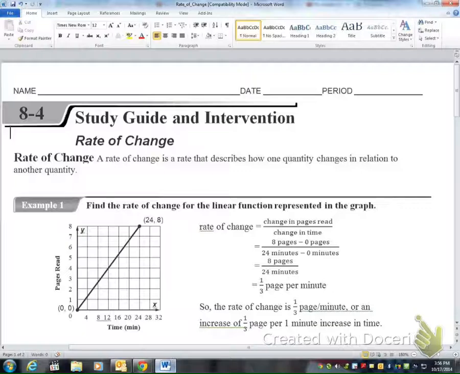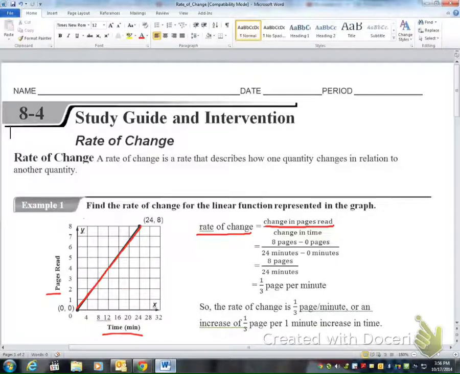So the first example we're looking at is a graph. You can see here that we have a graph starting at 0, 0 and running through 24, 8. So we have this line right here. And our rate of change is going to talk about, in our graph, the number of pages being read over some amount of time. So the top part is going to be the change in the amount of pages read. From the beginning of the graph we've read 0 pages, and then by the end of the graph we've read 8 pages. So we're looking at the change in the pages read over the change in time.